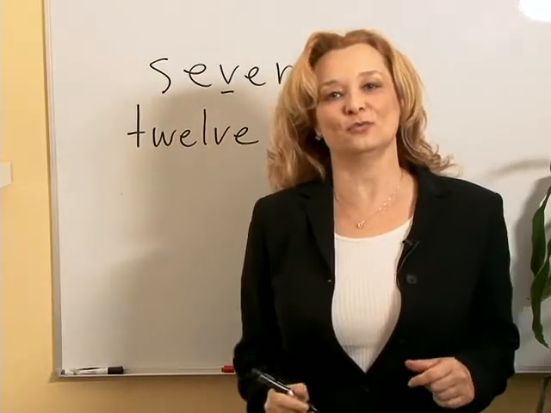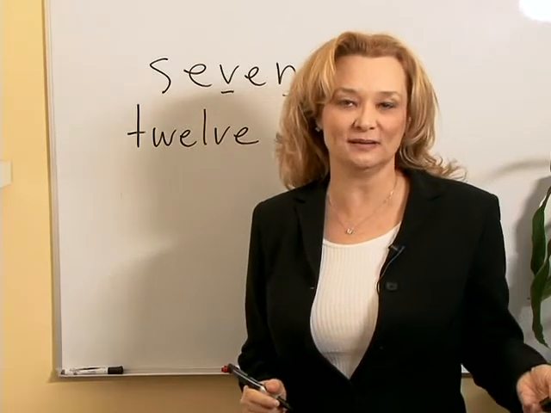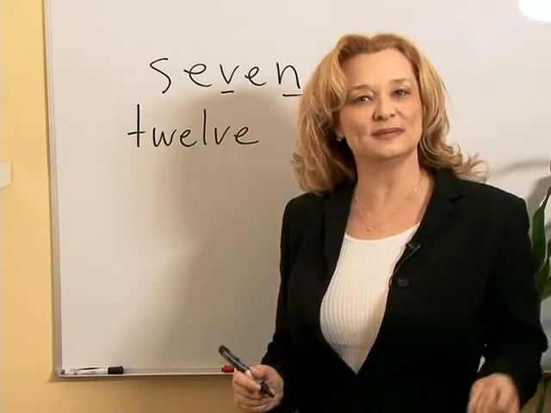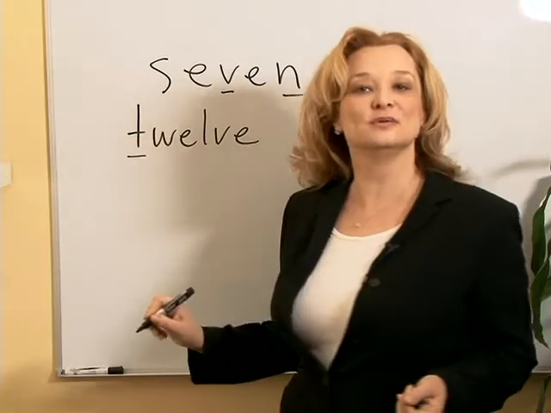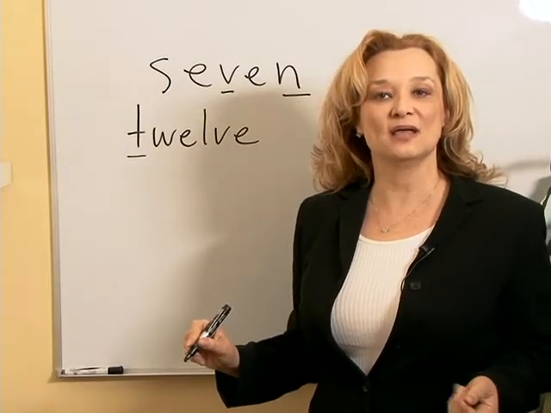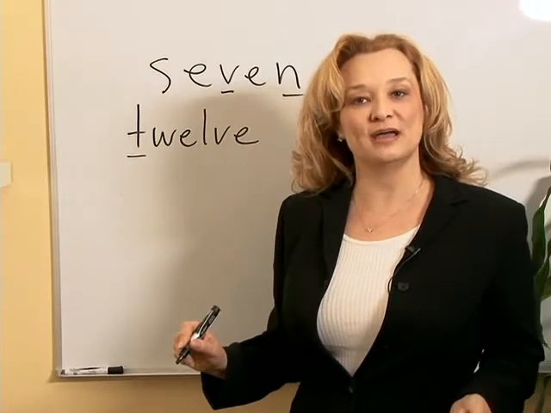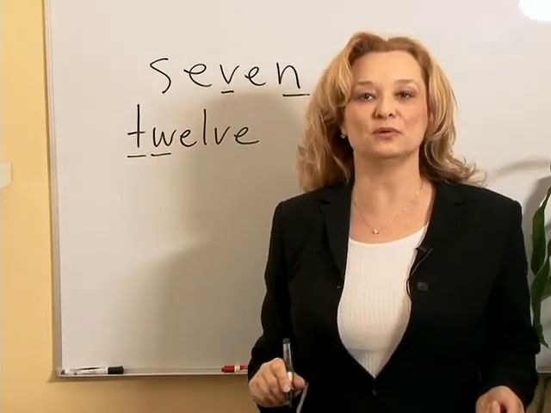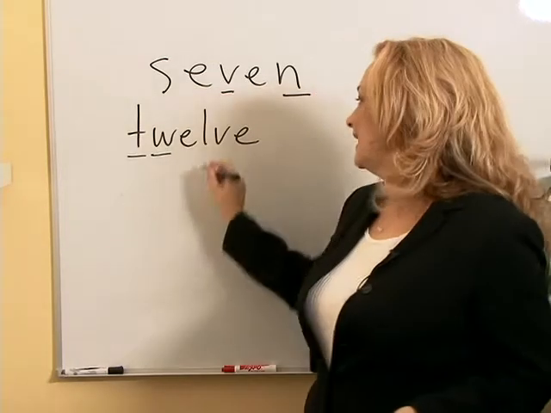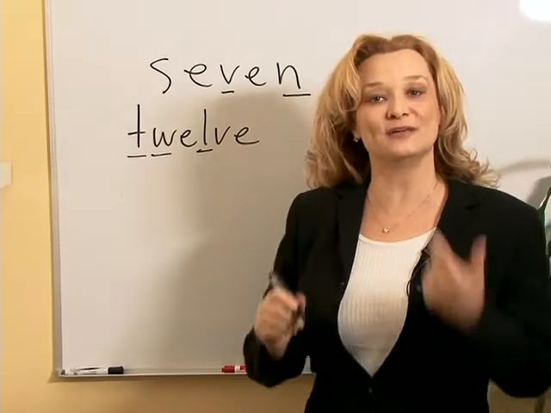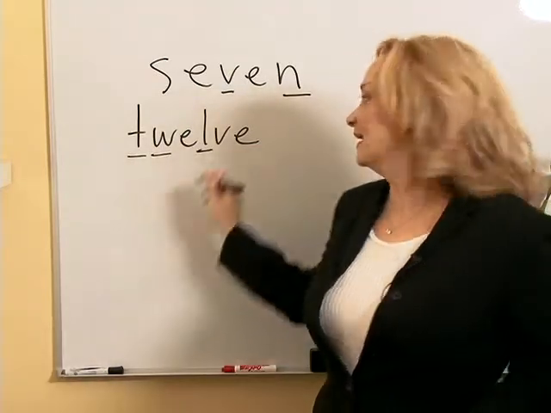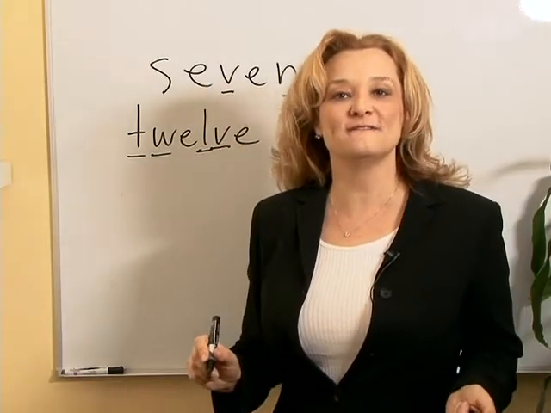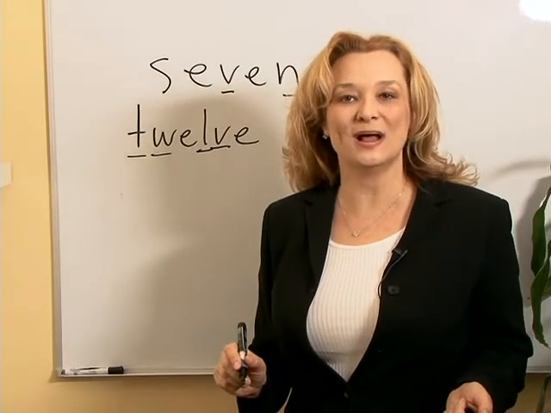This is a difficult one for people who tend to speak quickly. Watch me. Twelve, twelve. There's a lot of movement that happened here. First, the tongue touches behind my upper teeth for the T. Then we round our lips for the W. Then the tongue goes up again for the L. And then the lower lip touches the upper teeth for the V. Twelve, twelve.